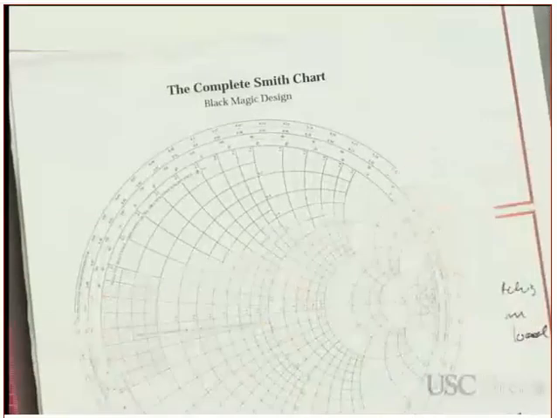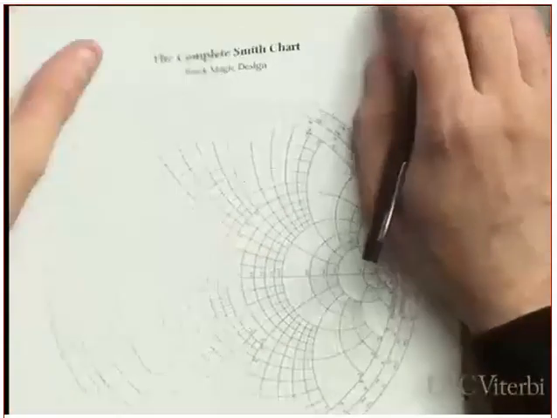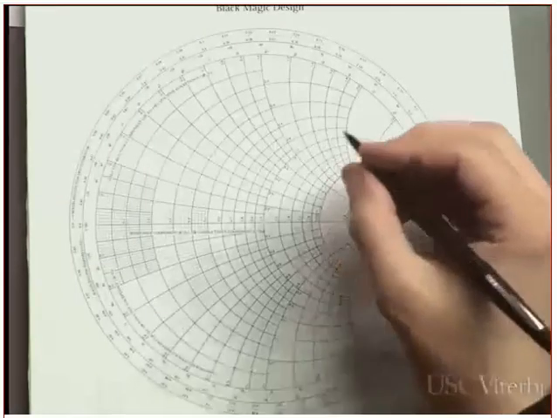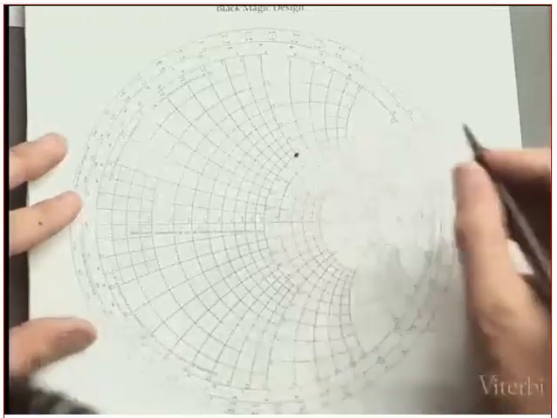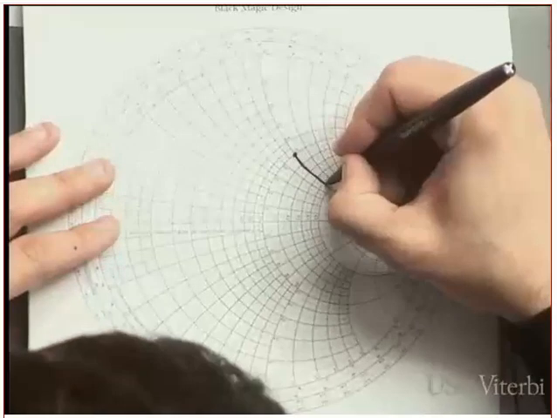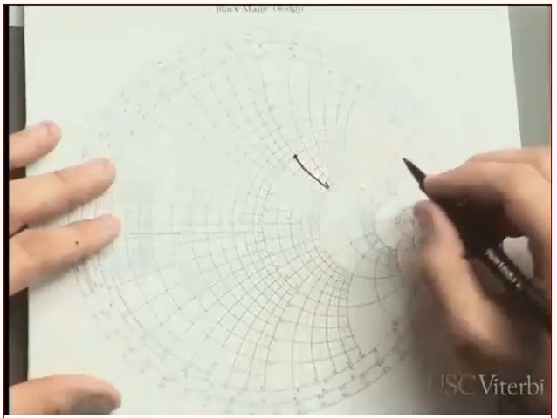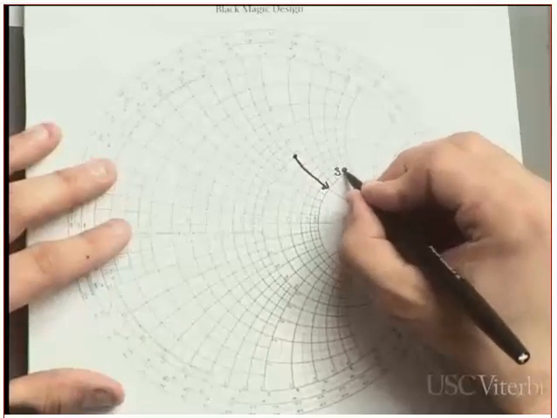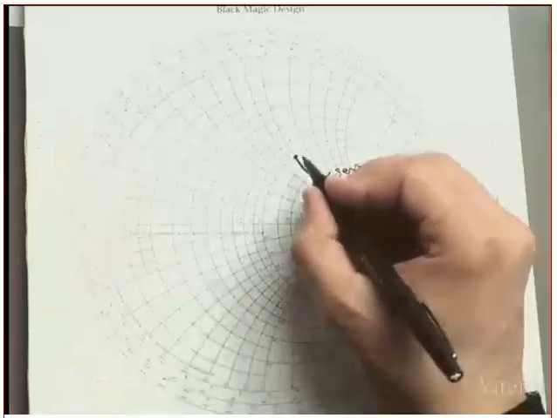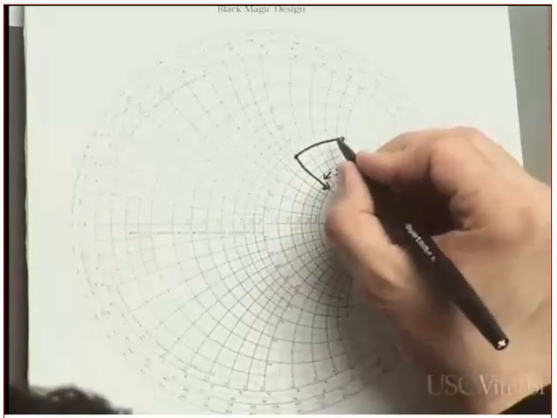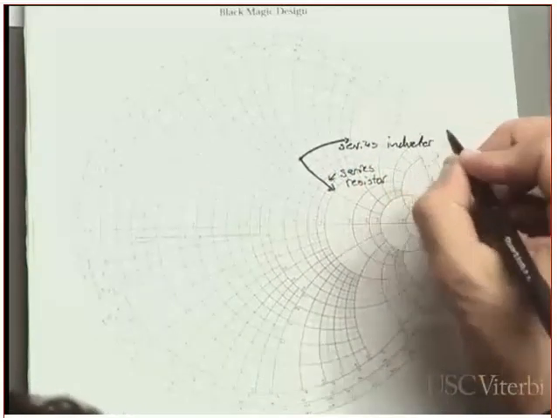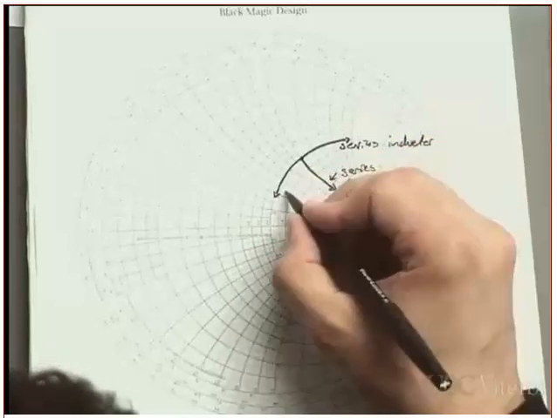So we know all that stuff now about the Smith chart. Now, what does it mean to add components to a circuit, and how does it change the Smith chart? That's the thing that really helps you build matching circuits. So if I start out at a point here, and I want to move this direction, that is the direction I would move if I were adding a series resistor. This direction is the direction I would move if I were adding a series inductor. And this direction is the direction I move if I were adding a series capacitor.